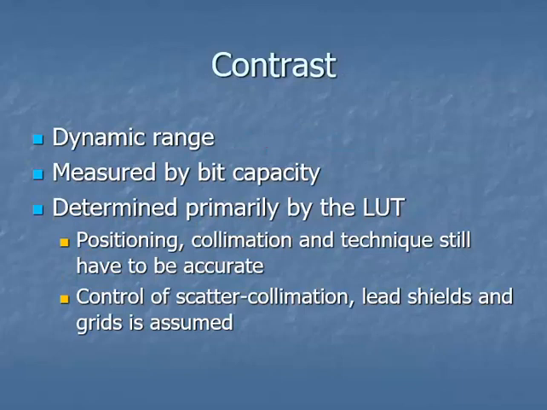Contrast, again, is your dynamic range. Your dynamic range and contrast, same thing. It's measured by bit capacity. It is determined primarily by the lookup table. Your lookup table is the main thing that controls your contrast. Collimation, grid use, kVp can influence it, but the main thing that controls your contrast in a digital world is your lookup table. And what can influence how your lookup table applies contrast to your image is your positioning, your collimation, your technique.